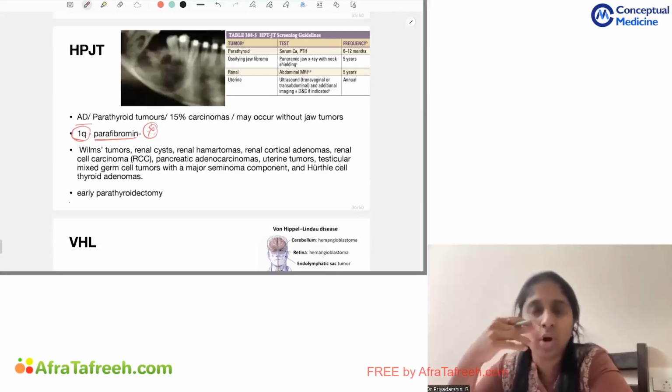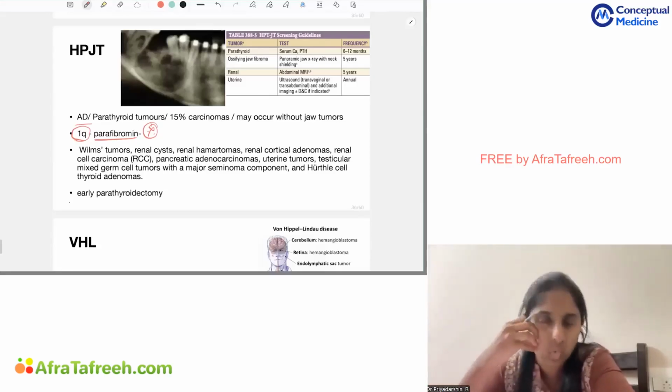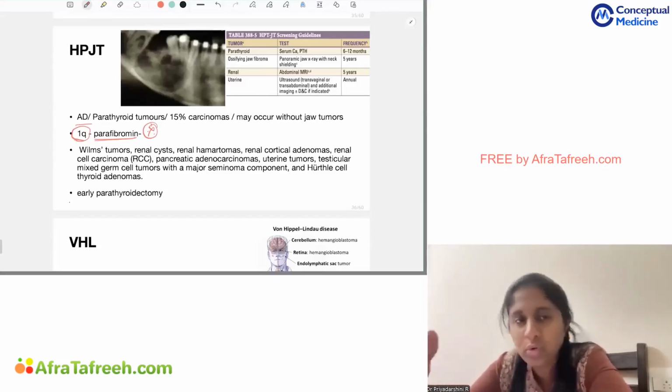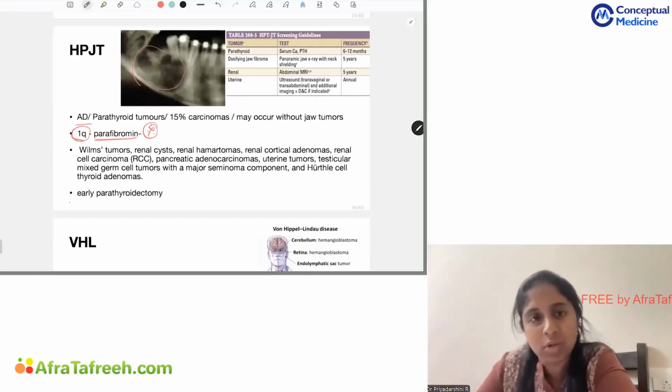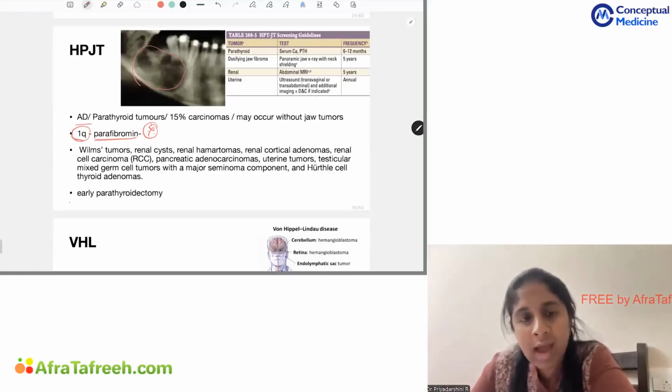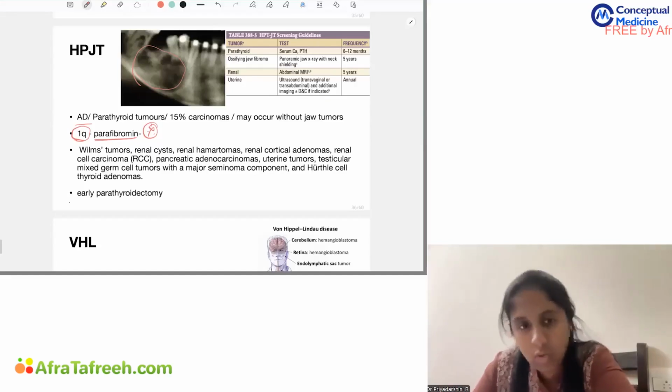And parathyroid hormone would be torrentially high, such that the patient may manifest with a lot of osteitis fibrosa cystica, a lot of brown tumors also. So this is one, osteitis fibrosa cystica, jaw tumor, which is seen in hyperparathyroidism-jaw tumors. Sometimes the level will be very high even without any jaw tumors also.